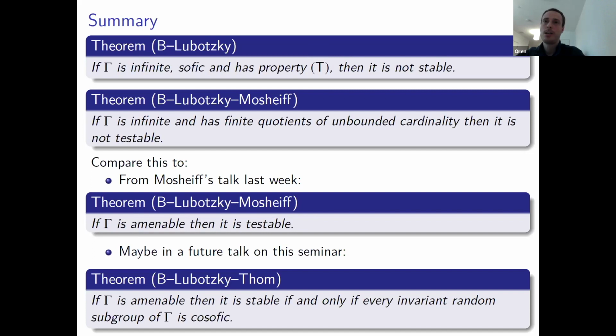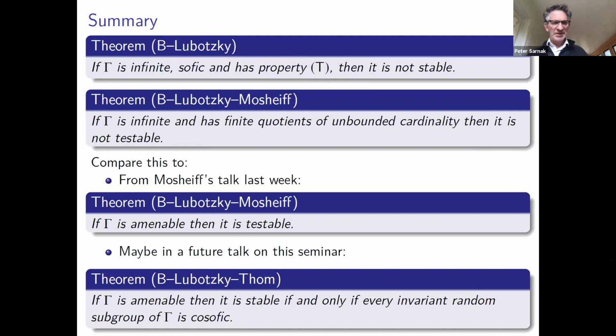This is about testability. If I'm just talking about stability, then this is a theorem that I'm not sure was mentioned so far, but I would assume that it will be mentioned in some of the subsequent talks, that some amenable groups are stable. If a group is amenable, then it is stable if and only if every invariant random subgroup is co-sofic. I'm not discussing those terms now, but it just means that some amenable groups are stable. And in fact, the result of Arzhantseva and Păunescu about Z squared and abelian groups in general, which was already discussed, is an example of this.